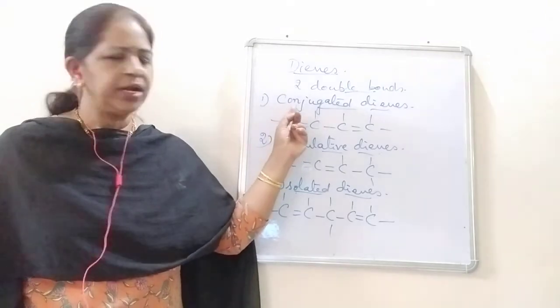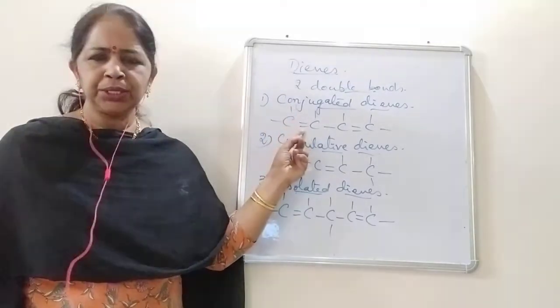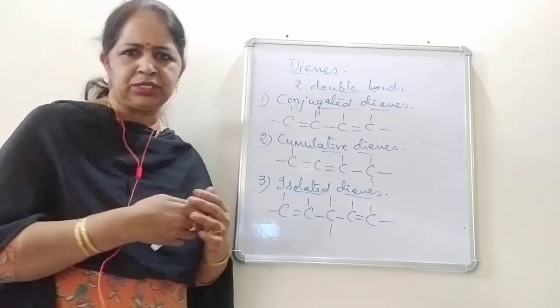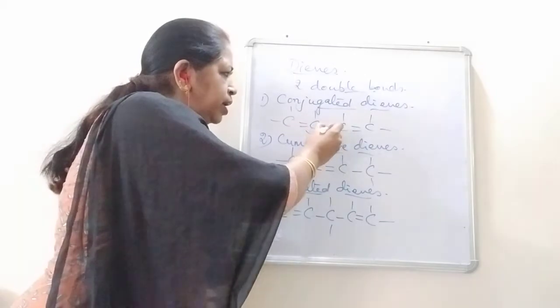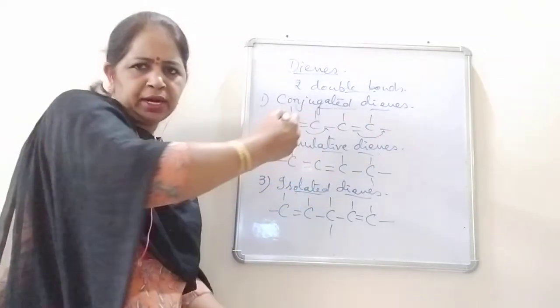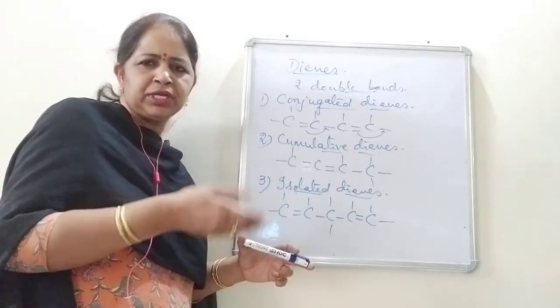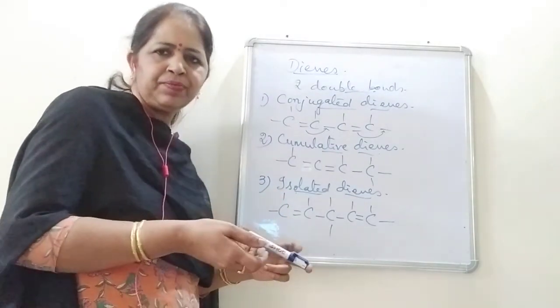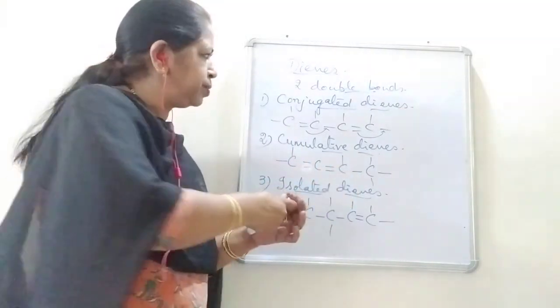These conjugated dienes are highly stable because the delocalization of pi electrons is possible. These pi bonded electrons may be shifted here, and these pi bonded electrons may be shifted to the right side. So, as delocalization of pi electrons is possible, which is known as resonance, these conjugated dienes are highly stable.